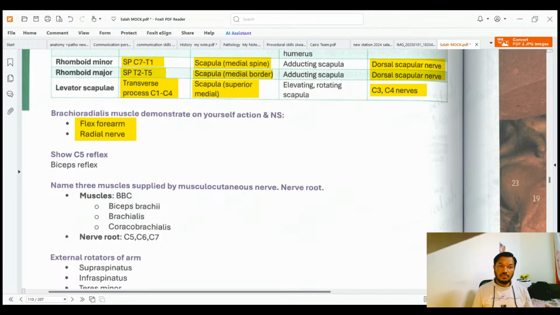Show C5 reflex, it is biceps reflex. Name three muscles supplied by musculocutaneous nerve and root value. BBC: biceps brachii, brachialis, and coracobrachialis. Root value cervical 5, 6, 7.